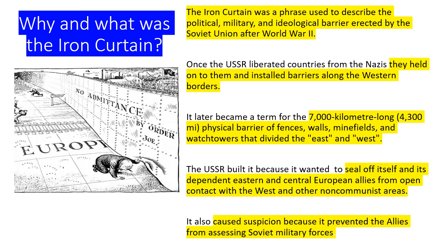I think I've explained all that again. You might want to jot down a few points about what the actual Iron Curtain was. 7,000 kilometers long, fences, walls, minefields, watchtowers. It's this that divides east and west, that kind of thing. Okay, and it separates democratic states from those controlled by the Soviet Union.